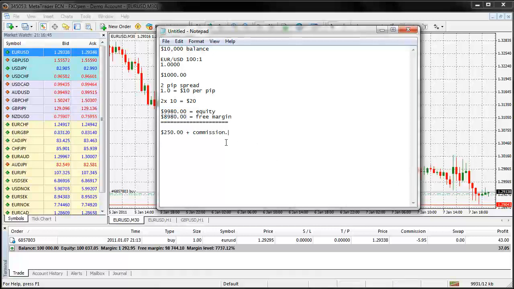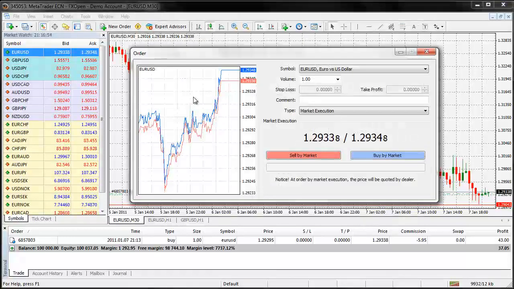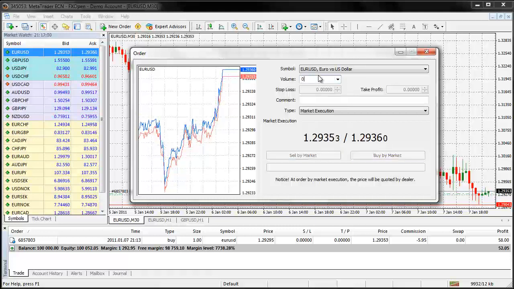And if that was the situation, if I only had like 1,500 bucks left of free margin, I would not risk this trade, especially not at one lot. I can go at a different lot size if I want to. You don't necessarily have to stick at 1.0 lots. You can go in and type in 0.5.